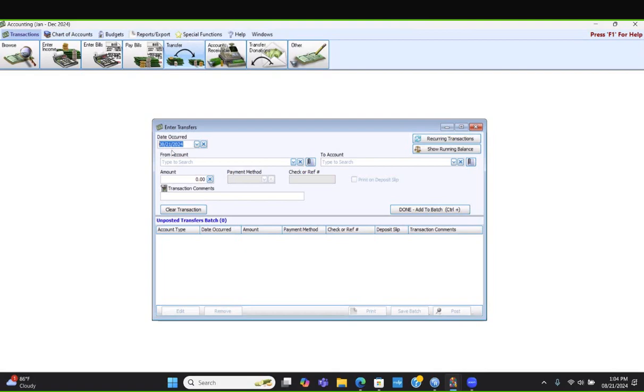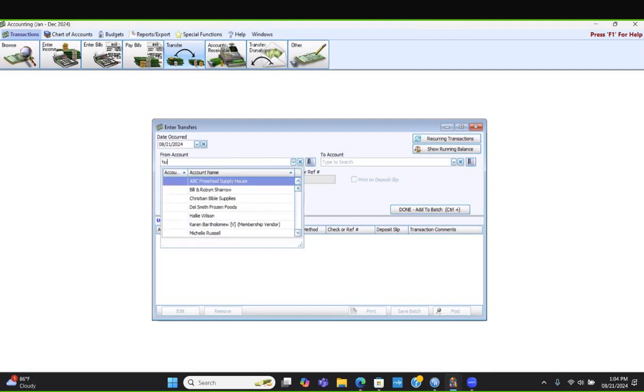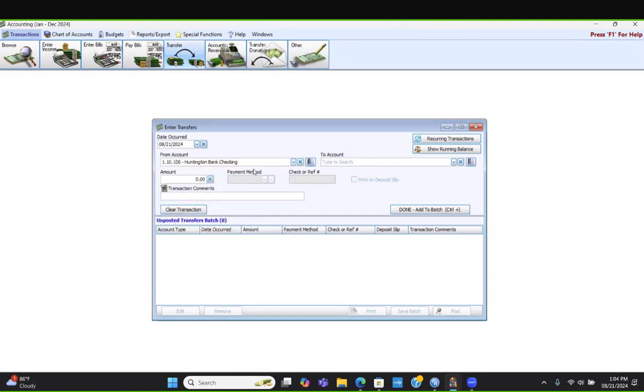So if, say, we're moving money from checking to savings, for example, and I didn't have the account, I'd have to add it to the chart of accounts, of course. But we're going to go up here and find our Huntington Bank checking account. Notice that once I've chosen the from account, the software automatically requires, and will only permit me, to transfer to another asset.